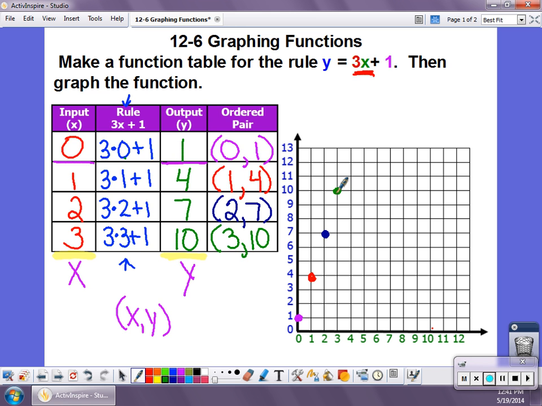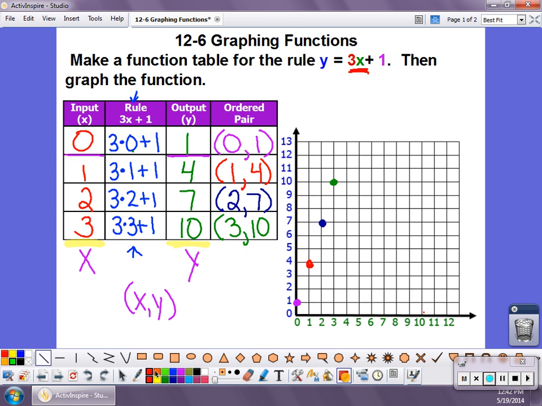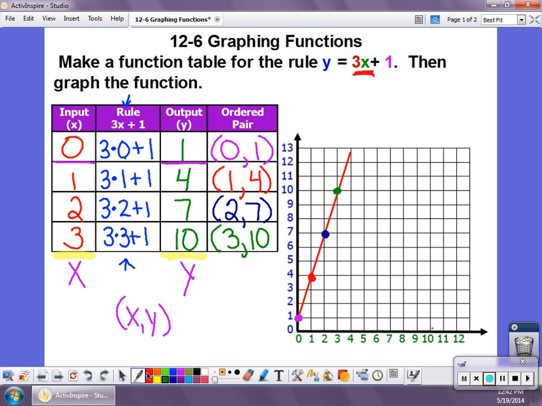Once I have all these dots on my graph, all I need to do is connect them together with a straight edge, and I have graphed my function. Now this function goes on and on forever. It doesn't stop. So I'm going to draw my line past my dots, and I'm also going to put an arrow on the end to show that it's going to keep going on forever.